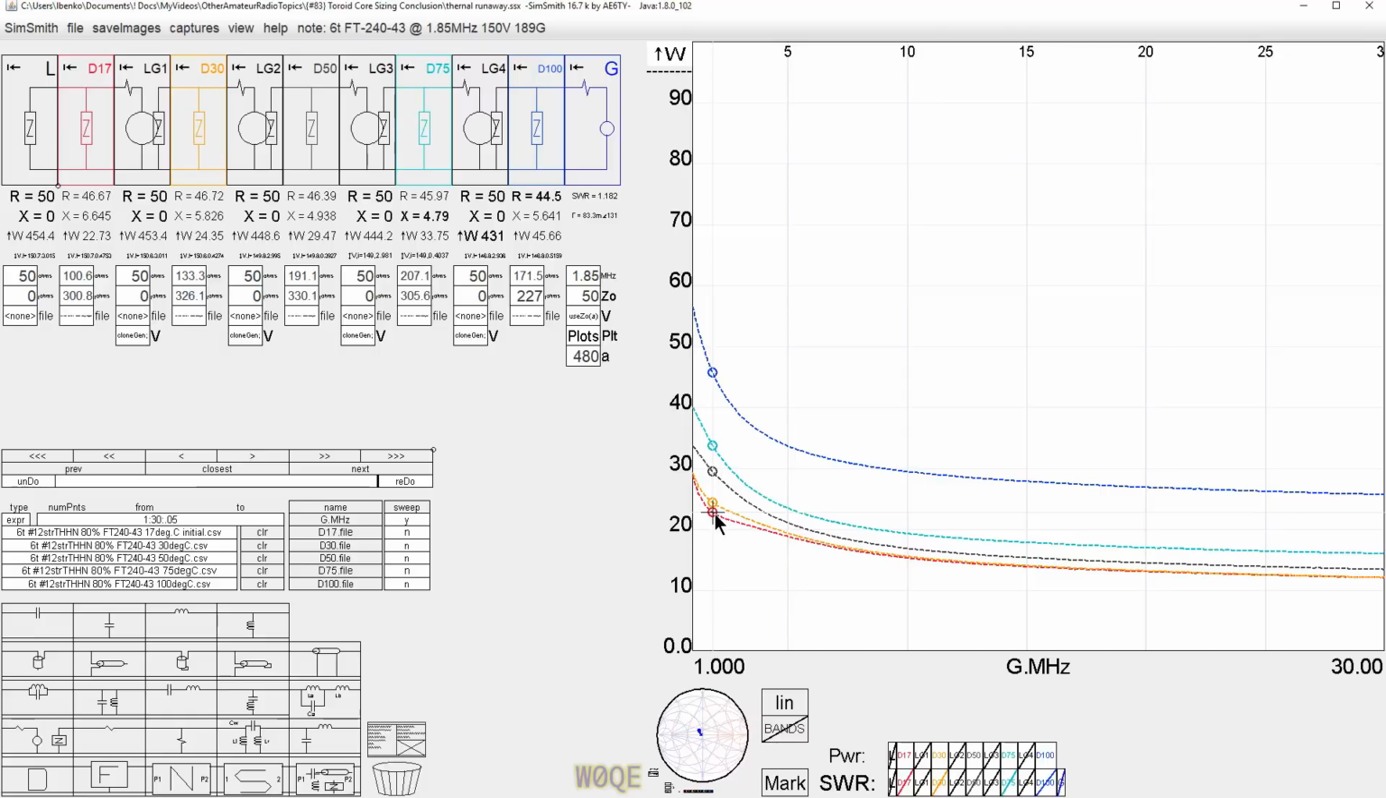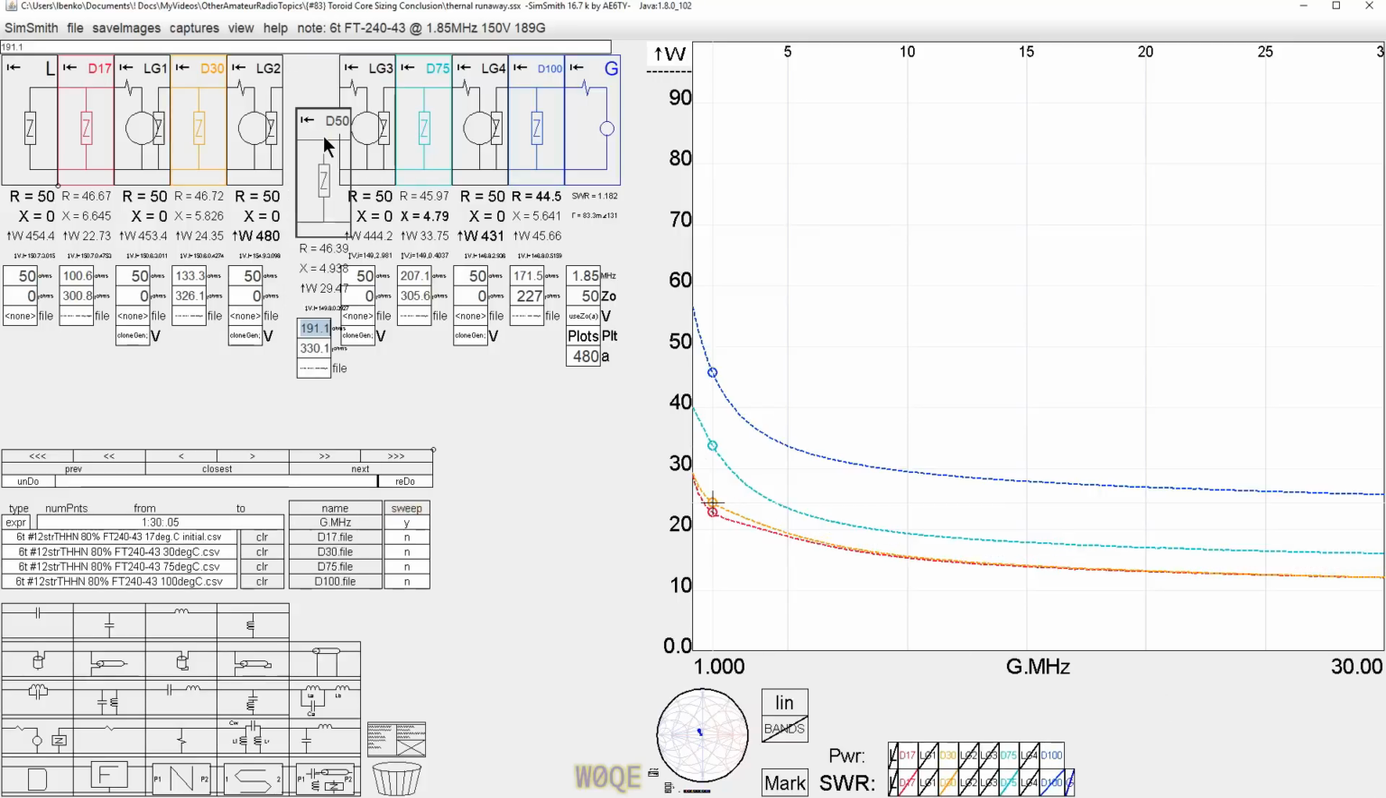What I saw was the red trace at the bottom was the expected power dissipation, according to SimSmith, for a core that was at 17 degrees Celsius, which was the ambient temperature in my basement. By the time I got to 30 degrees Celsius, and again, that's 30 degrees surface, the inside may be a little bit warmer, I saw the expected dissipation had gone up from 22 watts to 24 watts.